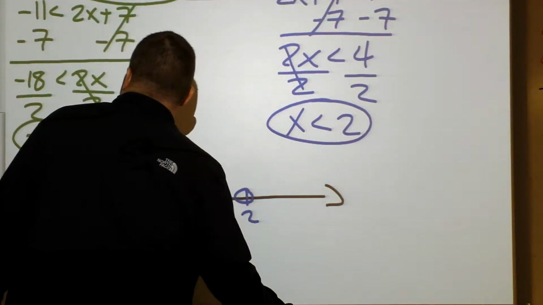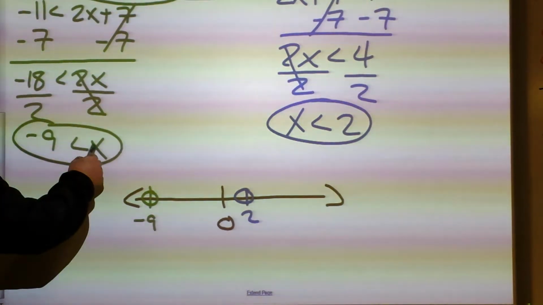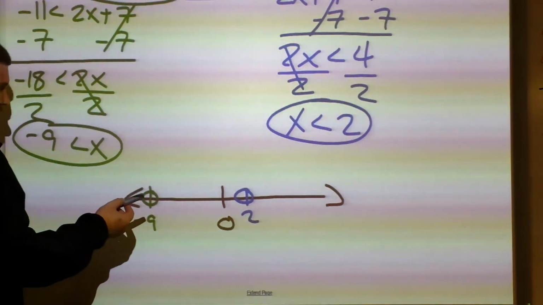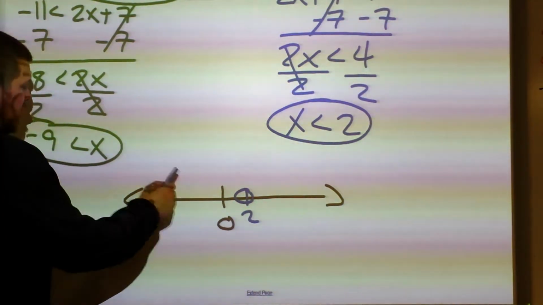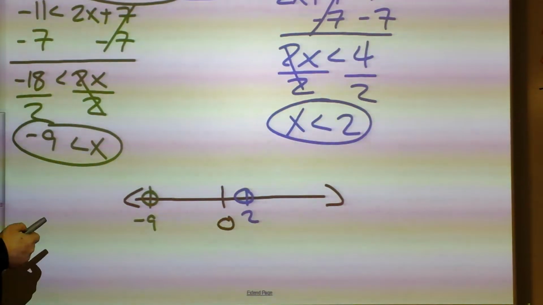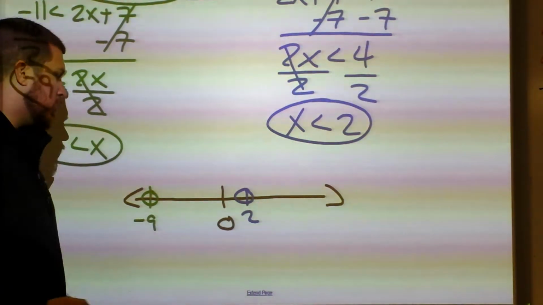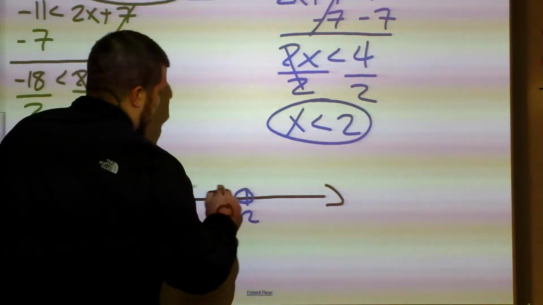So, let's solve the inequalities. I want x is bigger than negative 9. Again, I like to use 0 if I can for my test point. 0 bigger than negative 9. That makes sense, that works. So, everything to the right is also going to work.